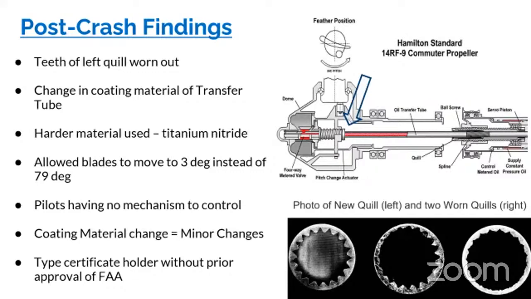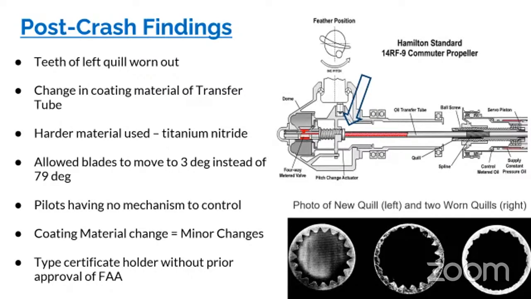The link was broken at the point mentioned by the blue arrow in the figure. Recently, the manufacturer has changed the coating material of the transfer tube and used a harder material, titanium nitride, to improve manufacturing efficiency. This harder coating acted like a sandpaper or a giant file and wore out the teeth of the quill. As the teeth of the quill wore out, the blades were free to move.